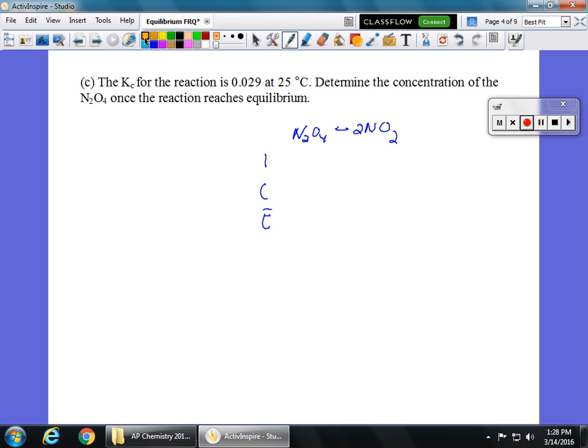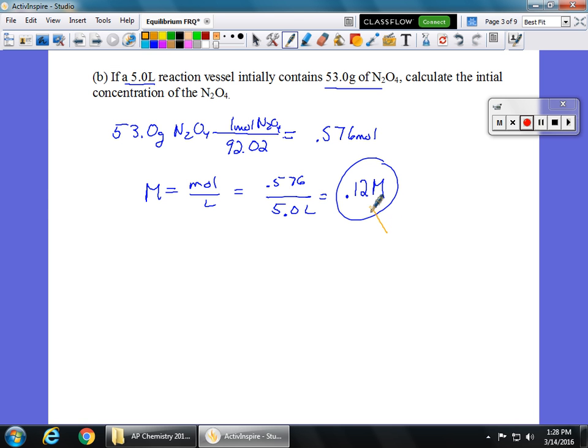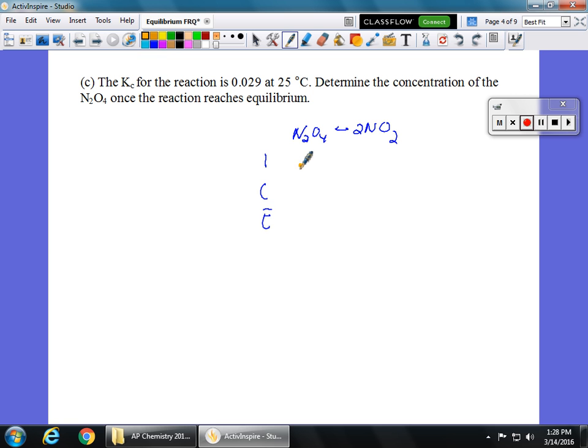Let me switch colors. And so we initially have what we just calculated in the last one. If I go back, we said that the initial concentration was 0.12 molar. So I'm going to write 0.12. And for the NO2, that was initially 0. There wasn't any of it in the container.